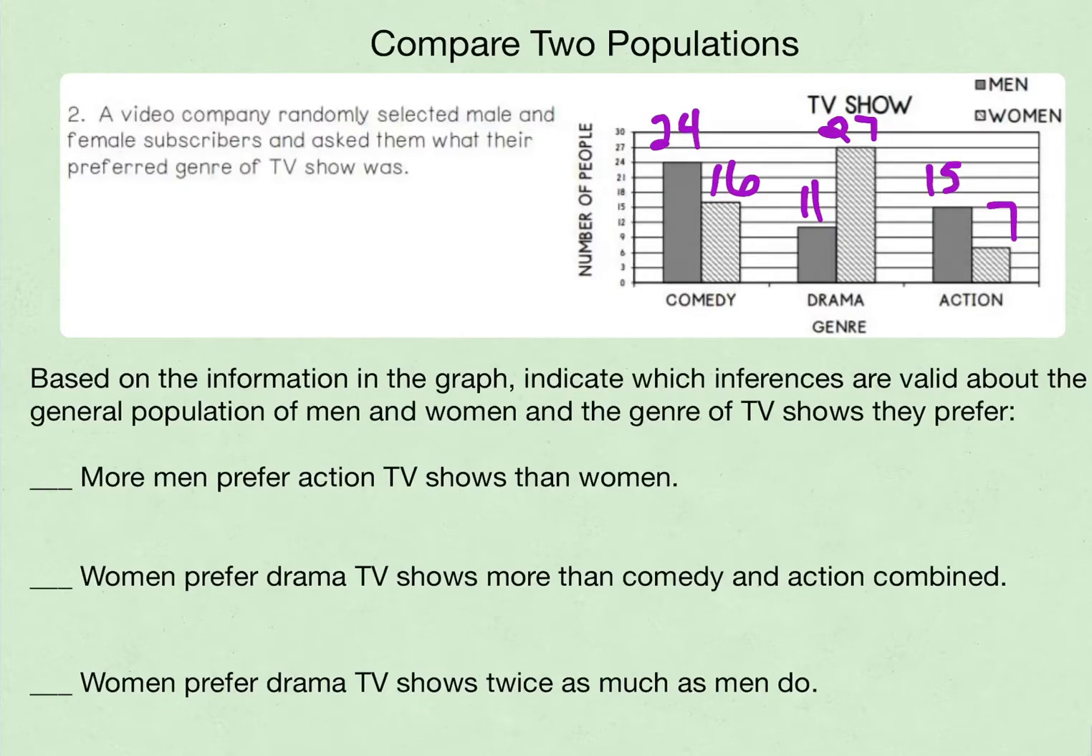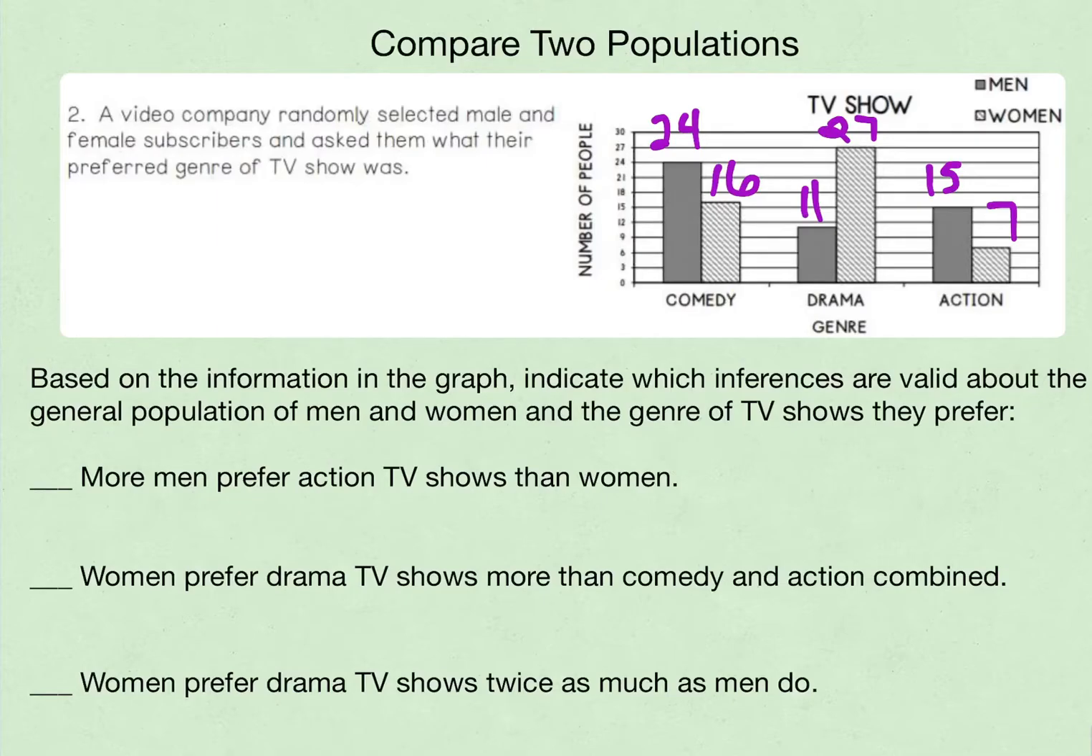Just by labeling those and looking at the bars, you can actually start making some inferences about the two populations right now. But we're going to look at some statements. So based on the information in the graph, indicate which inferences are valid about the general population of men and women and the genre of TV shows they prefer. And we're going to use a check or an X like we did last time.